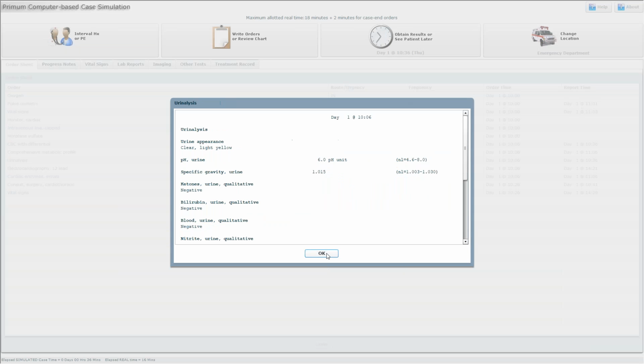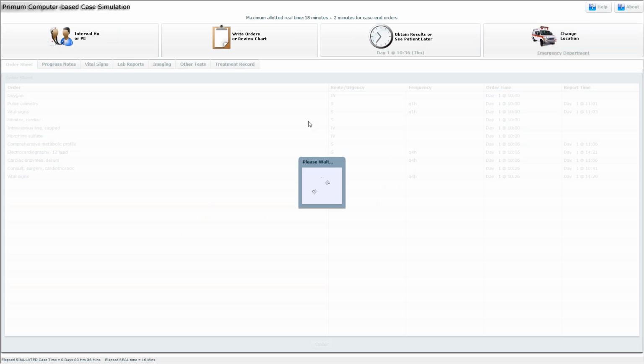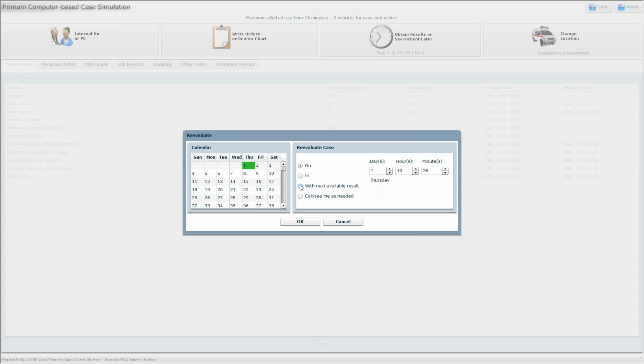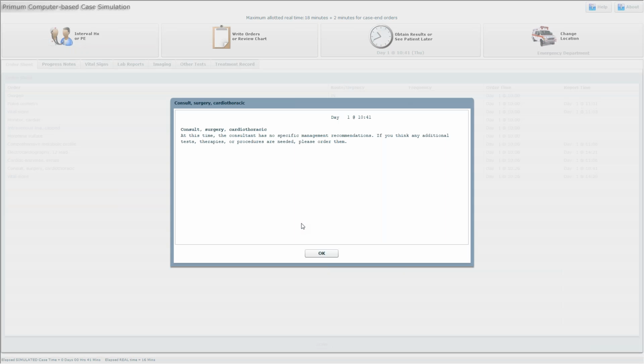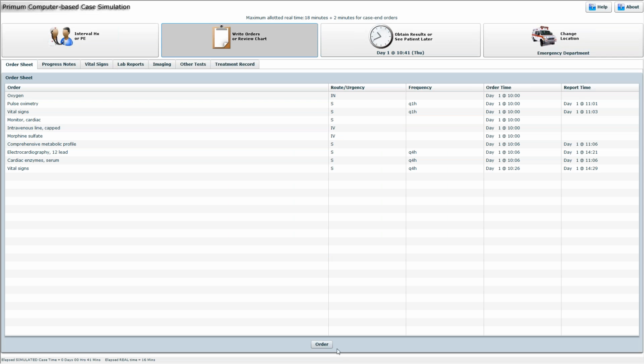CBC looks good. Urinalysis looks good. Next available results. Consult cardiothoracic surgery. So you call a cardiothoracic surgeon to intervene on a thoracic aortic aneurysm and he says he has no management recommendations. That's not good.